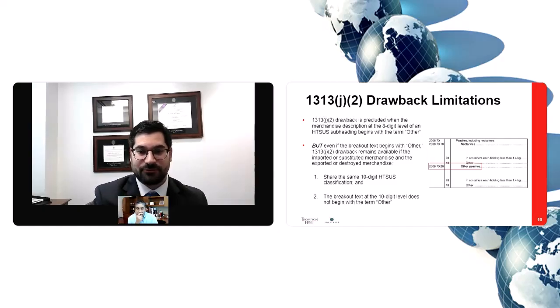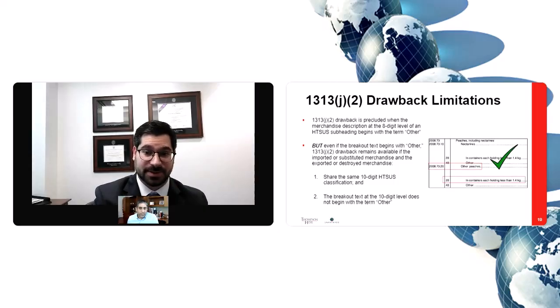But again, if what we're substituting and importing and exporting shares the same 10-digit tariff classification and the description does not start with the word "other," like right here, then suddenly J2 drawback is permissible. I know it's highly technical. It takes a while to grasp all of that, but that is what the 8-digit rule ultimately allows for. So it's an exception, it's a requirement, and then there's an exception layered with another exception on top of that to keep in mind.